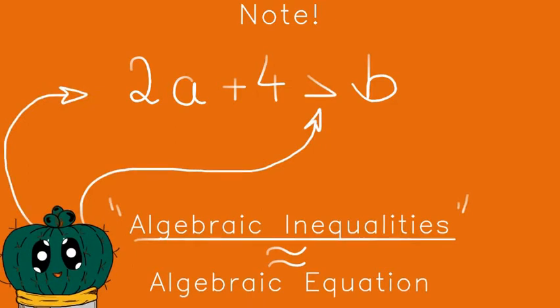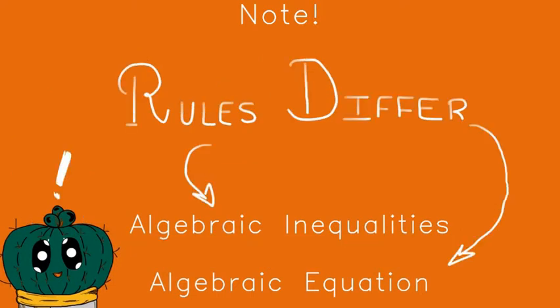One side is always going to be either greater than, less than, greater than or equal to, or less than or equal to the other side. Some of the rules actually differ. By rules I mean how you solve the equations to find out the values of the different x's and y's. Those are the things that differ, and we're going to go through them in the upcoming videos, so don't miss that.